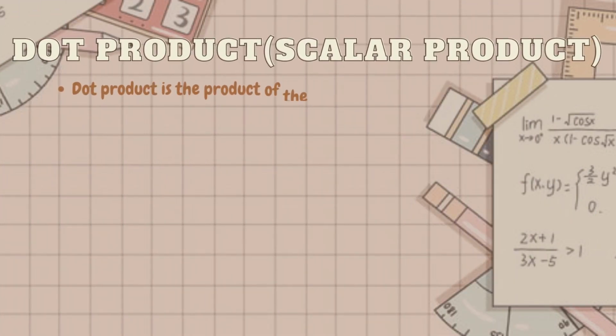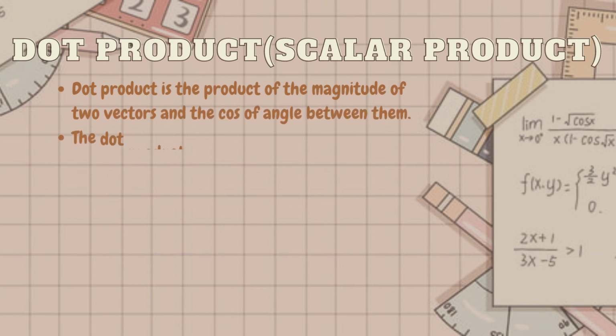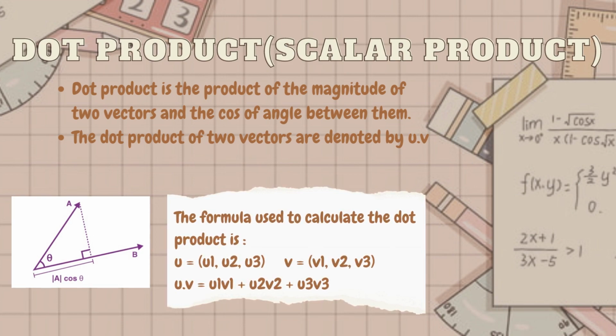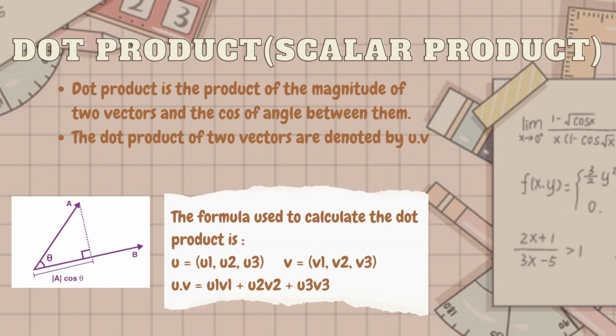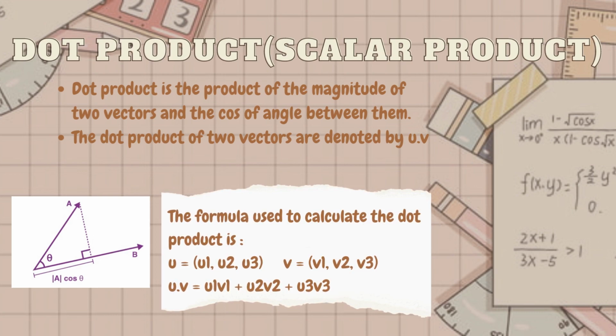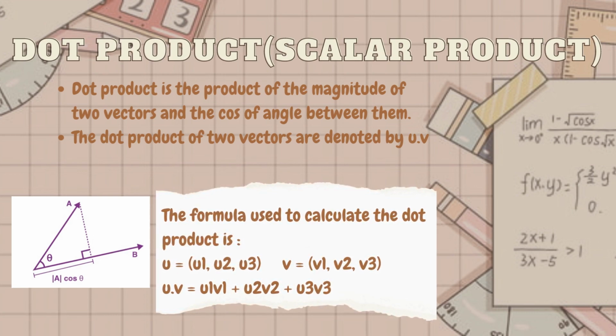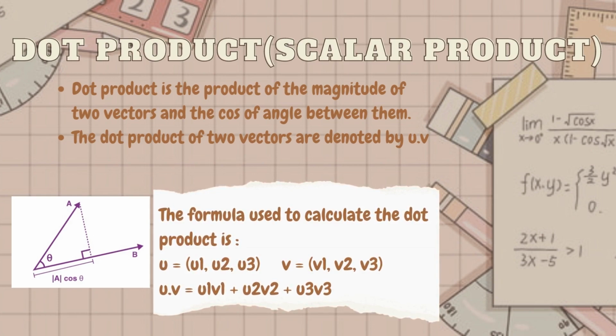Okay, so what is the dot product? The dot product is the product of the magnitudes of two vectors and the cosine of the angle between them. The dot product of two vectors is denoted by u dot v. The formula used to calculate the dot product is u dot v equals u1 multiplied by v1 plus u2 multiplied by v2 plus u3 multiplied by v3.